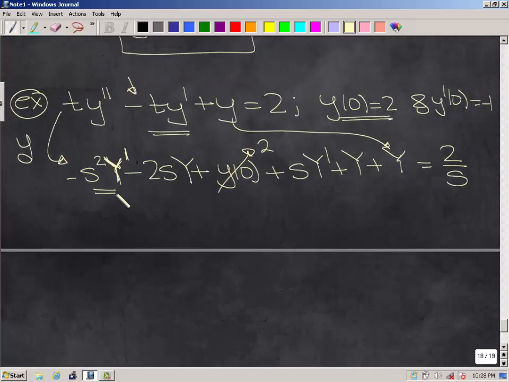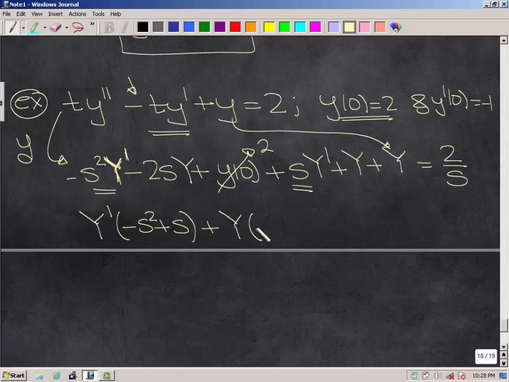Okay, so let's collect some terms. Let's collect the y prime terms. So we get y prime is equal to, we get negative s squared plus s, plus, let's collect y terms. We get negative 2s plus 2 is equal to 2 over s. Oh, and I forgot, please don't forget this. This needs to go to the right, so it'll become a negative 2. Okay, so that's what we have.